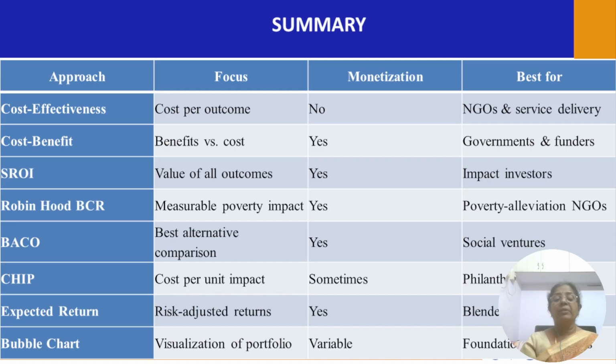Robin Hood BCR: measurable poverty impact, monetization yes, best for poverty alleviation NGOs. BACO: best alternative comparison, monetization yes, best for social ventures. CHIP: cost per unit impact, monetization sometimes, best for philanthropists. Expected return: risk-adjusted returns, monetization yes, best for blended value investors. Bubble chart: visualization of portfolio, monetization variable, best for foundations and advisors.